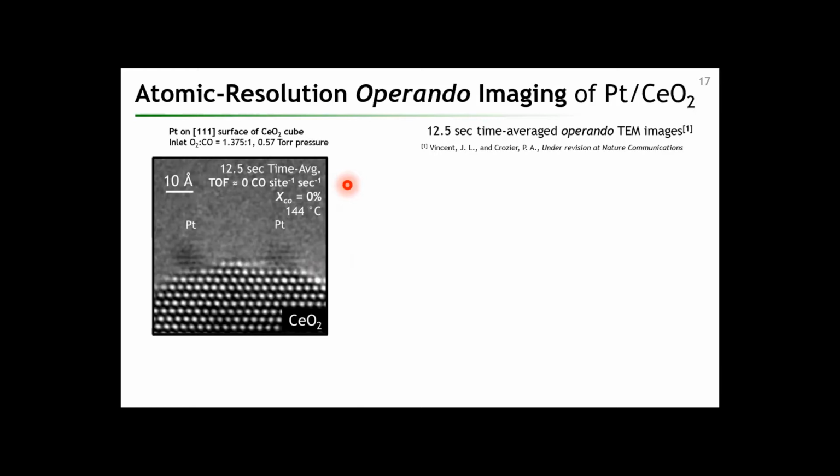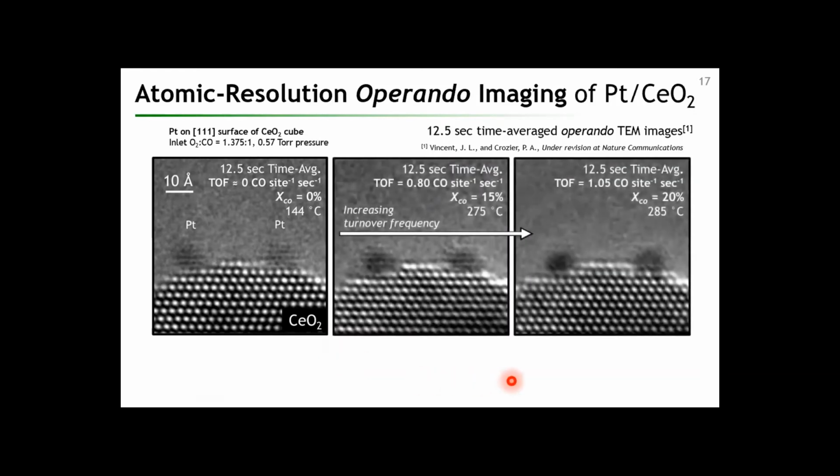This tells us on a per site basis how many times one reaction is turning over. So it's basically the reaction rate, but normalized to an estimate of how many perimeter sites there are. As we turn the temperature of the furnace up, the catalyst becomes more active and starts to turn over more reactants. And so as we look at higher temperatures, this is 275 and 285 degrees.